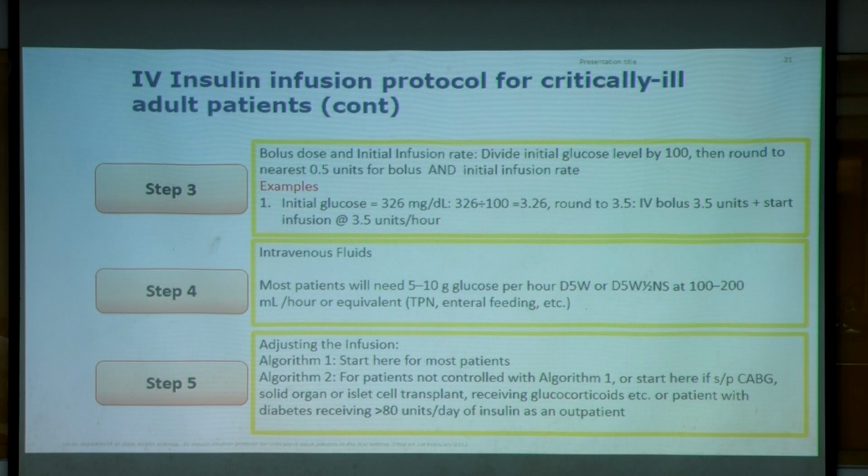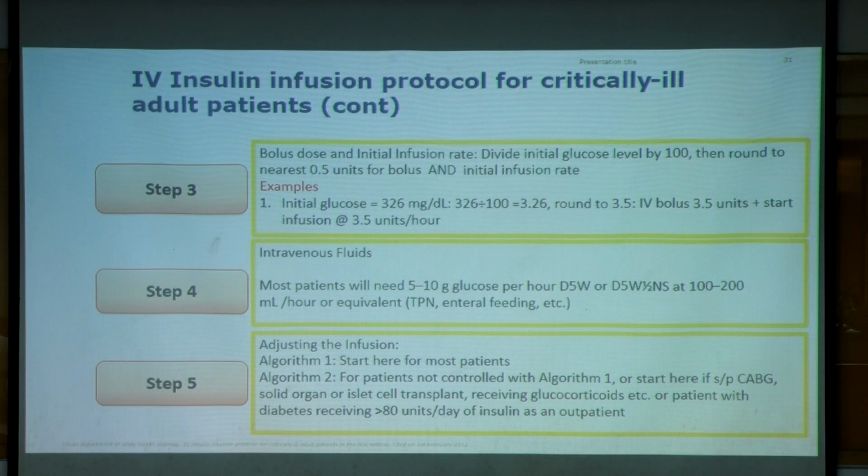You can see, divide the initial glucose level by 100 as I told you before, and you get the nearest value and start the therapy. And step 4 is the intravenous fluids that you have to give. Most patients will need 5 to 10% dextrose infusion per hour, either dextrose solution or dextrose with half-normal saline. You can give 100 to 200 ml per hour, or equivalent TPN, and other enteral feeding can also be added.